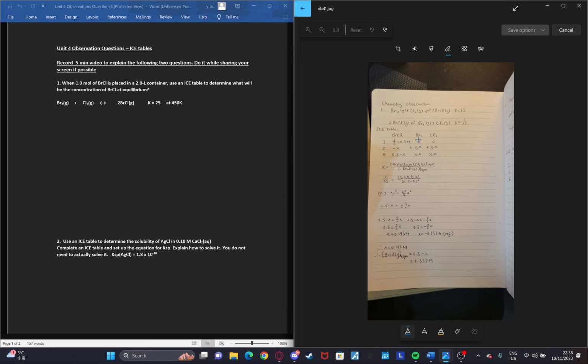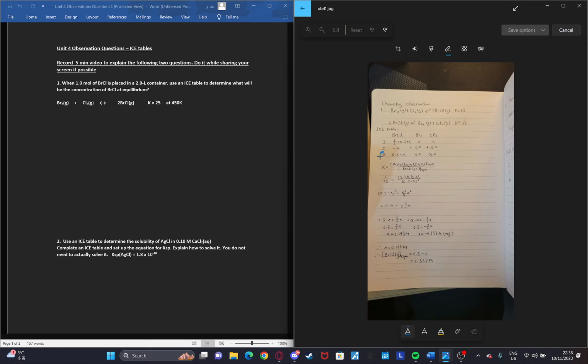And then the products Br2 and Cl2 are 0 because there's none in the beginning. For the change, we can just use x because we don't know its value. It's going to be minus x for BrCl. And then for the product side, because the mole ratio is 2 to 1, you're going to get half of x for both of the product side.